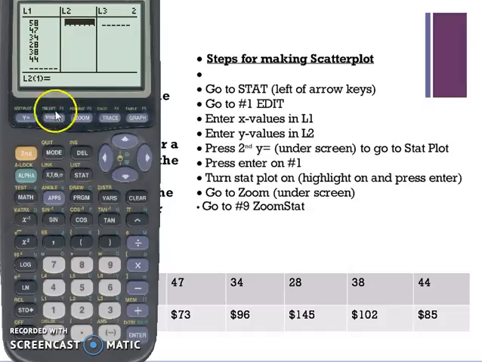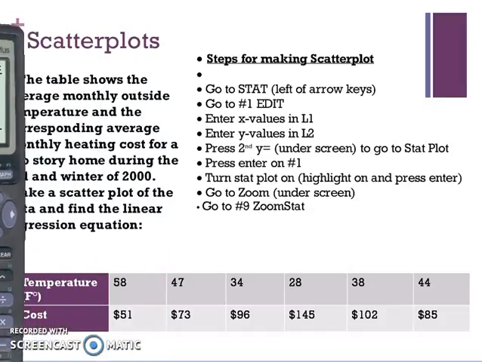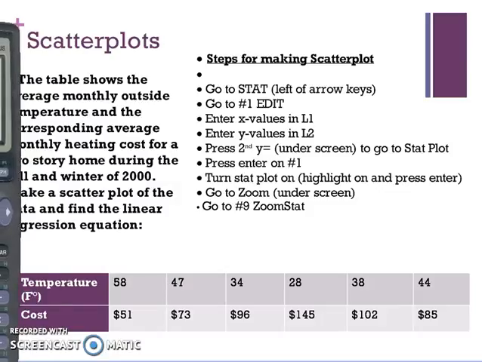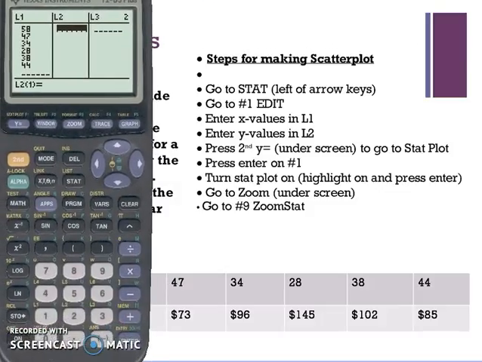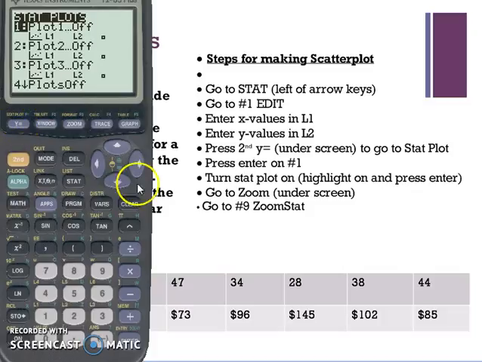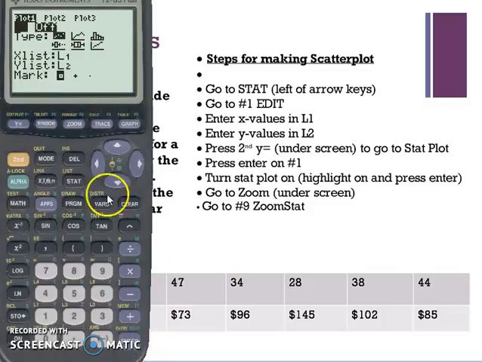And then in the other column, we're going to have the price to heat the house up. So you got 51, 73, 96, 145, 102, and 85. Alright, now I'm going to make sure my stat plot's on. So I'm going to go to second Y equals. And right now the off is what's highlighted. So it's cursor's on, press enter.